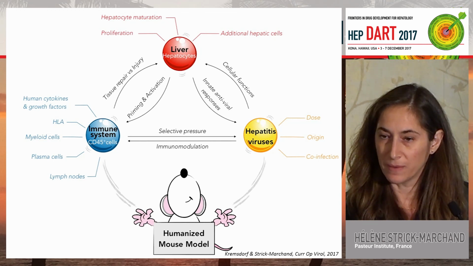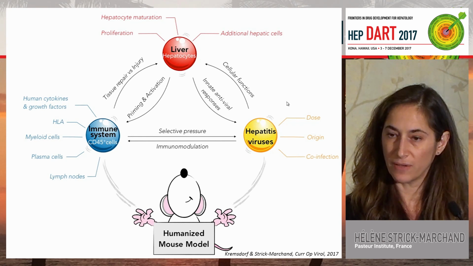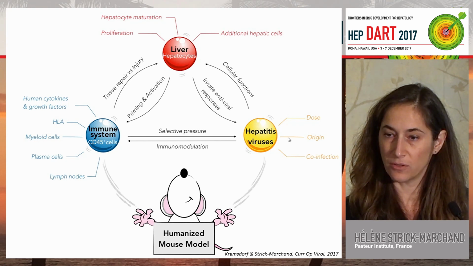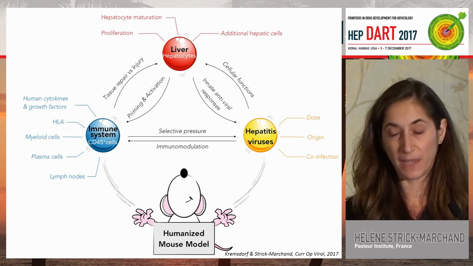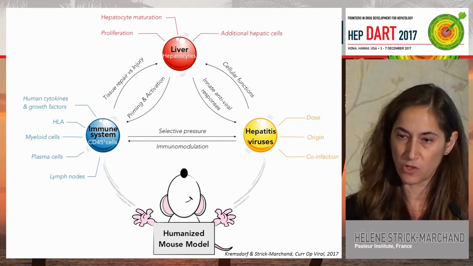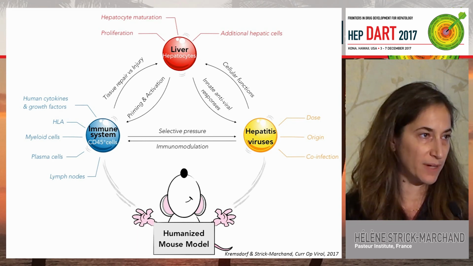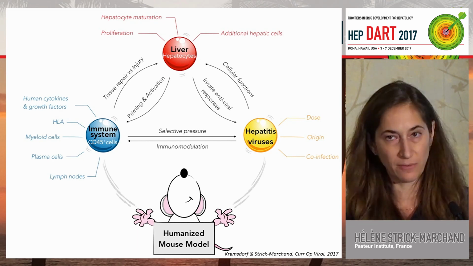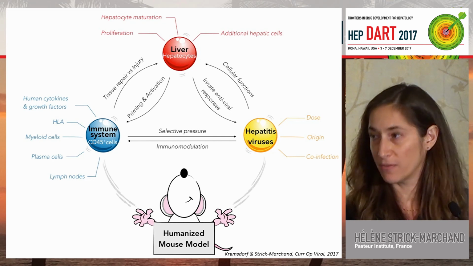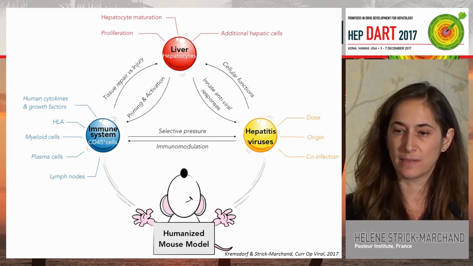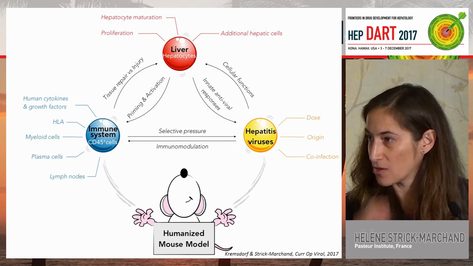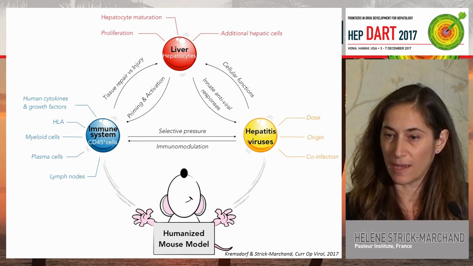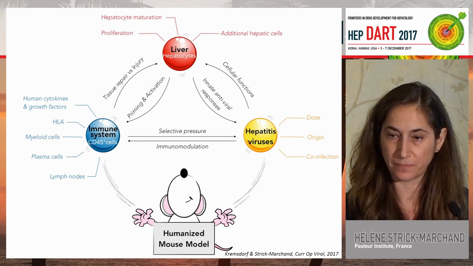In terms of the different viruses, you can infect these animals with different doses, and you can also use viruses that are from either plasma or from patients, or from cell culture. But you can also look at co-infections. So you can look at HBV and HDV, or you can look at maybe HIV and HBV, and this is something that we're particularly interested in. Or, as Jake showed us very nicely, you can do Hep B, Hep C co-infections.